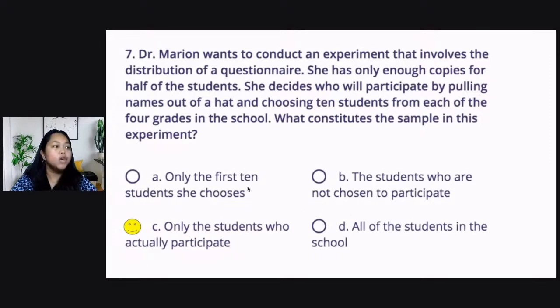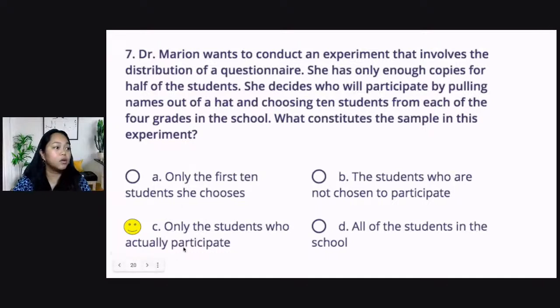Okay, letter C. You cannot say letter A because sabi ng letter A, only the first 10 students she chooses. Remember, she has a total of 40 students who will be answering the questionnaire. Okay, so total of 40 students, sabi nyo, di ba? 10 times 4. So total of 40 students. Okay, so you cannot choose letter A. Letter C po yung ating sagot dito. Your sample would be the students who actually participate. Okay, so kung sino yung nag-participate, yan po yung inyong sample. Yung sample mo should include only those people who participate in your survey, who participate in your experiment.